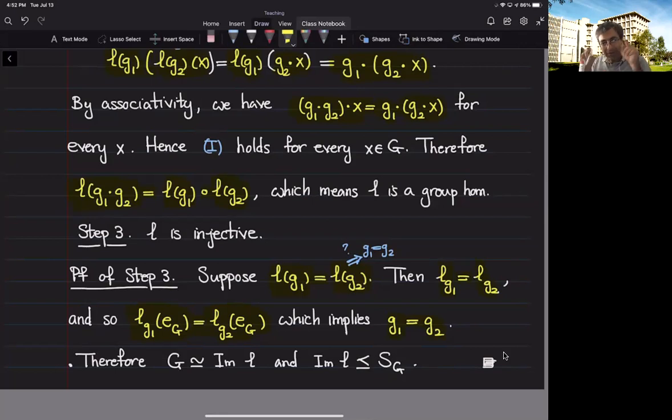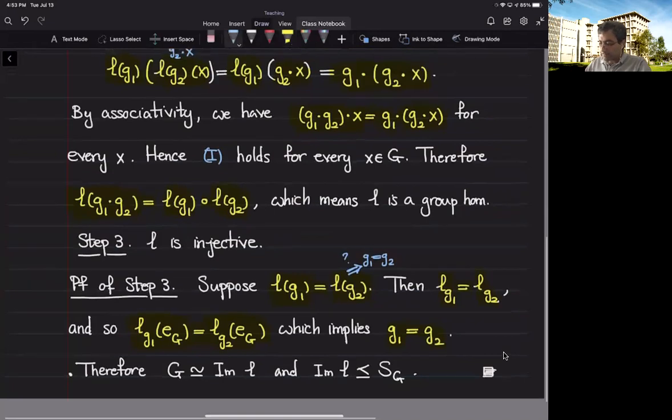Now, if I focus on the image, we know that the image is a subgroup of the codomain. That we proved long ago. So the image is a subgroup of the codomain. Then L would be a bijective map from G to the image of L, because L is injective. If I restrict my codomain to the image of L, then L would be surjective, and therefore we end up getting a bijective map from G to the image of L.